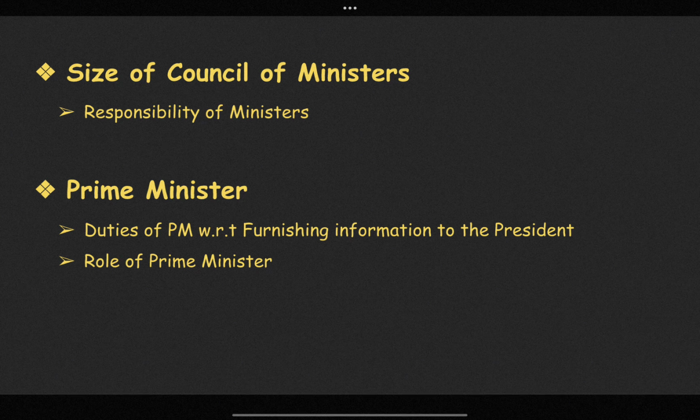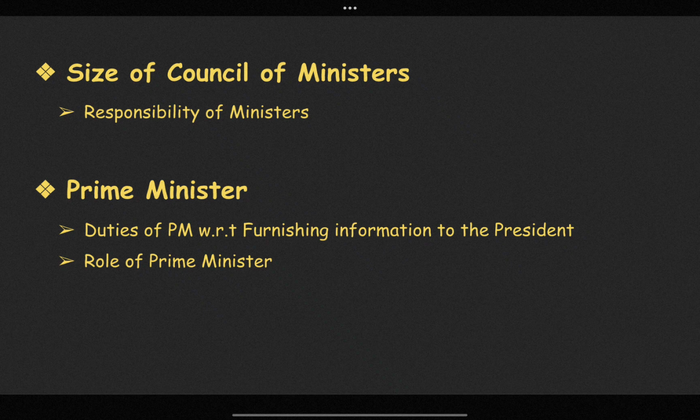Second, to furnish such information relating to affairs of the administration of the union and proposals for legislation as the president may call for, meaning that the information about the bills which are going to be introduced in the session should be given by the prime minister to the president.